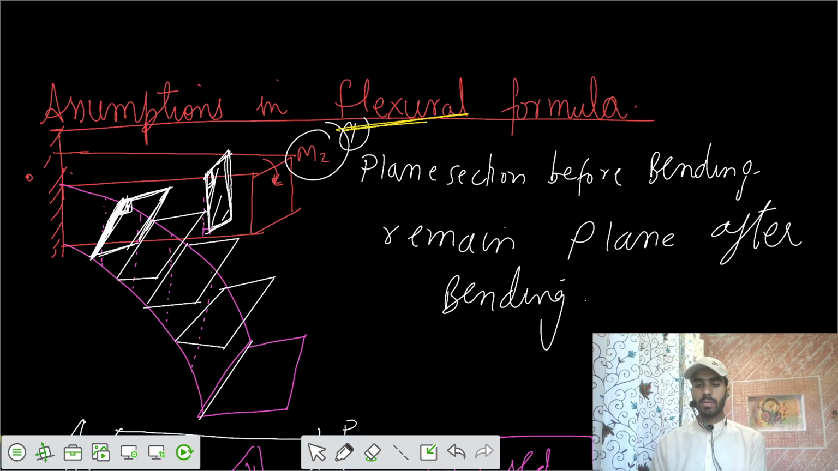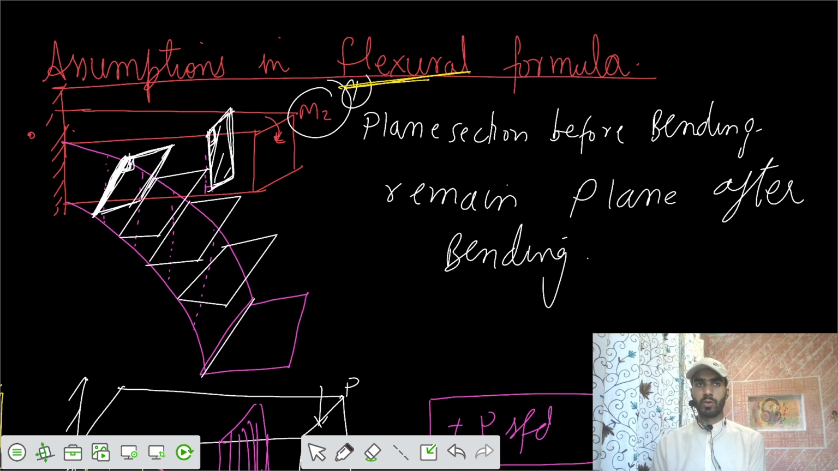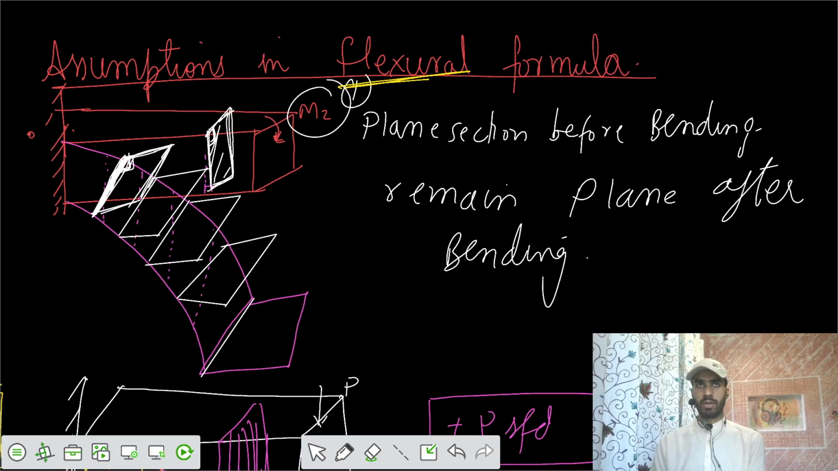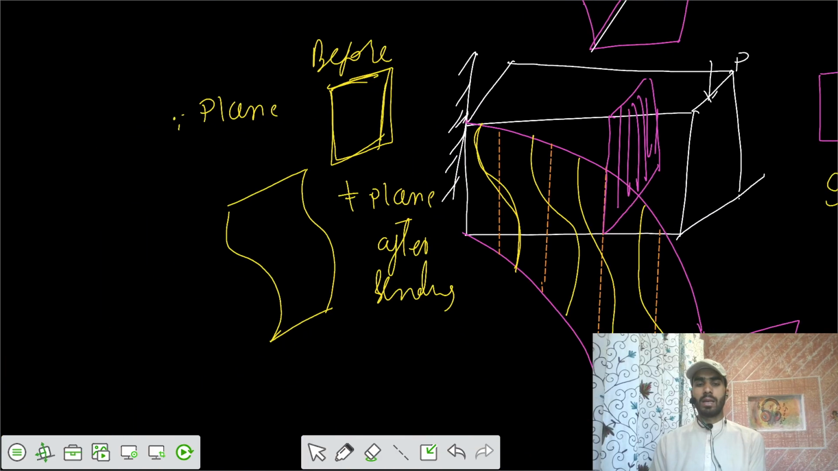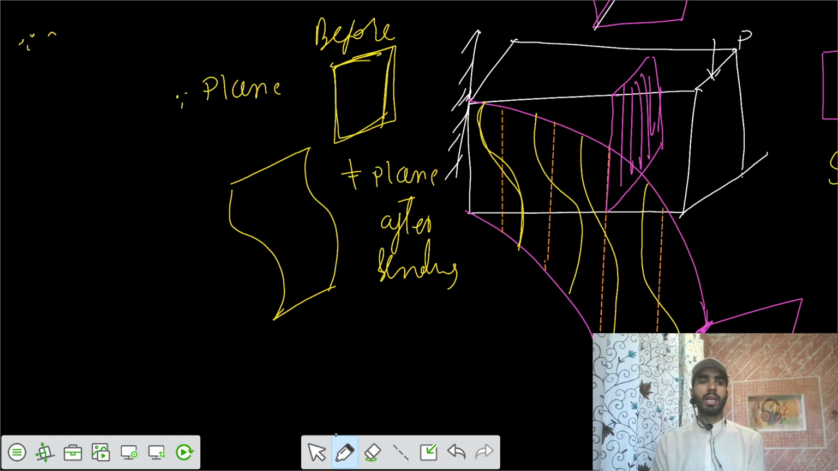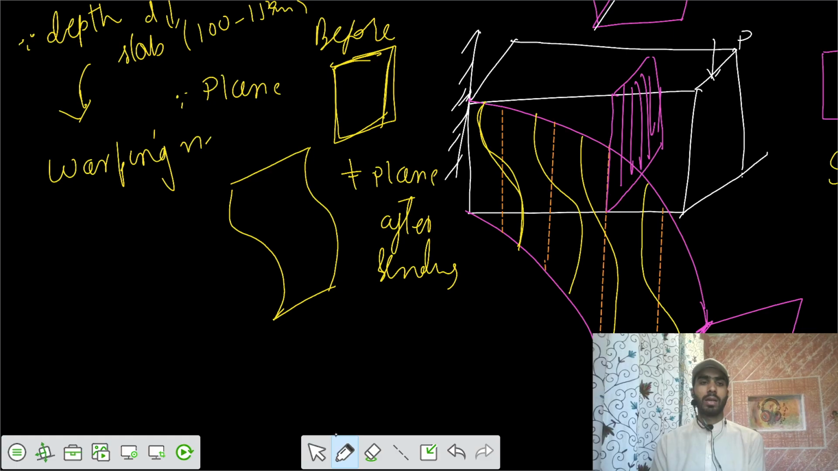But when we derive this equation, we'll be using it for shear force also, because the effect of the shear force is negligible for beams and slabs. If the depth of the section is small, say a slab of 100 mm, 150 mm, then the effect of that warping, as we can call it, is negligible.